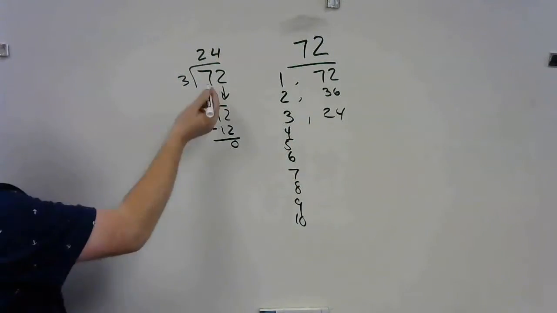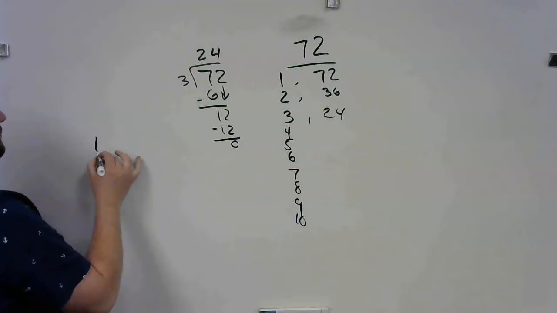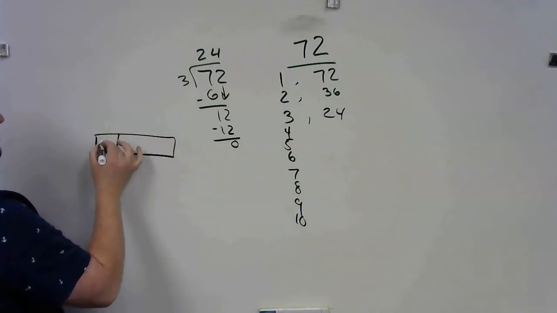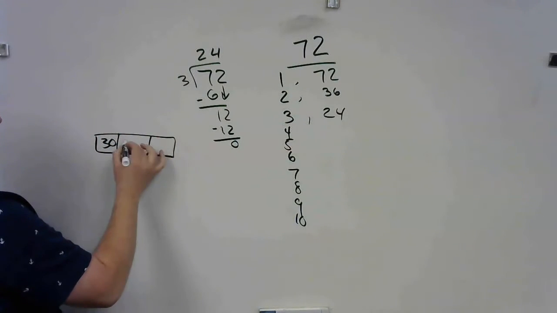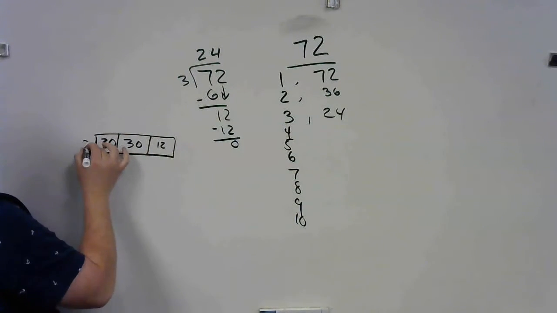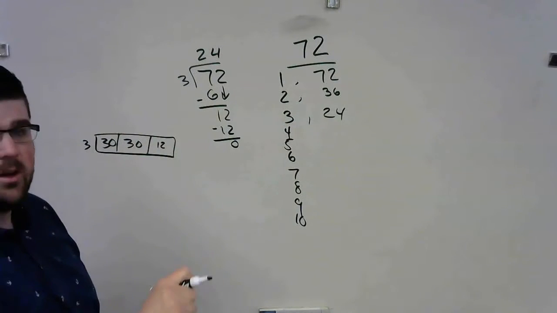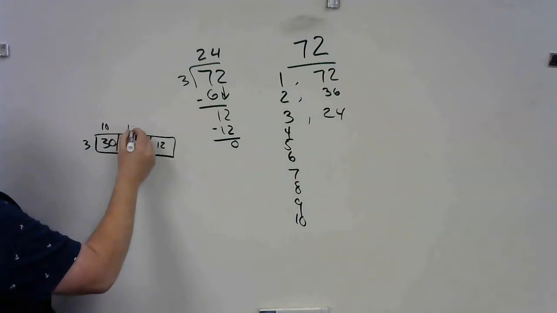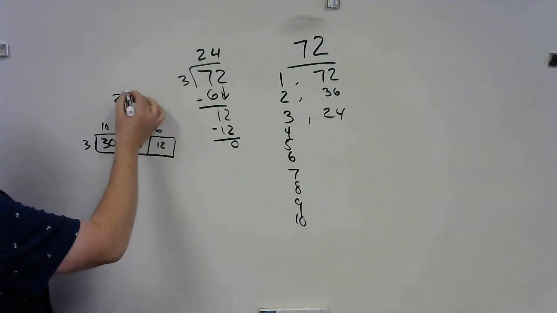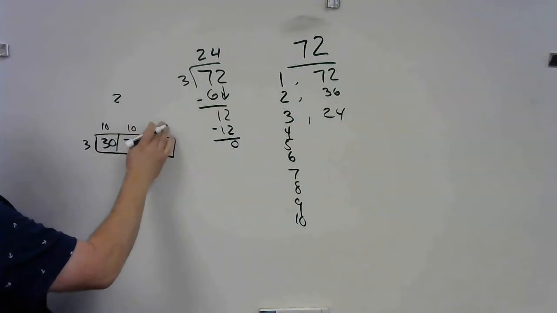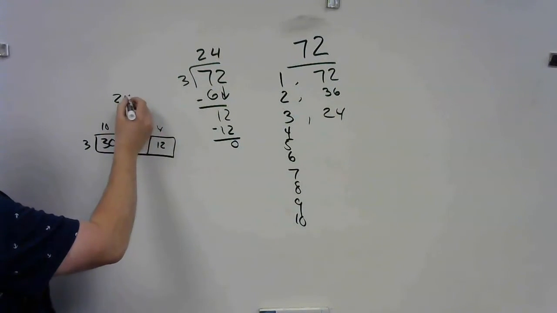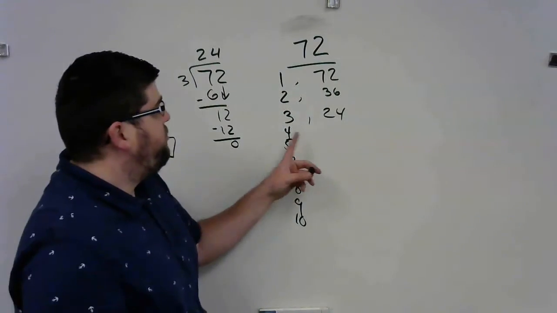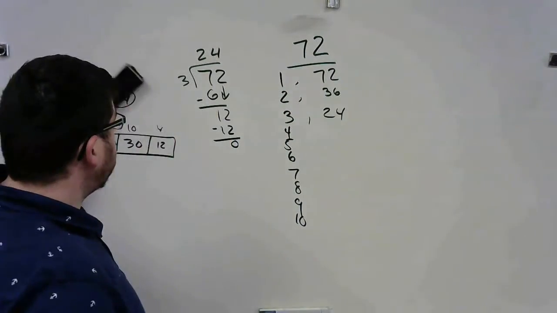So again, with that one, I could have done a 30 and a 12 divided by 3, right? 30, 30, and 12. So that would be 10, 10, and 6 to equal 20. 3 goes into 12 4 times. 24. Either way works.